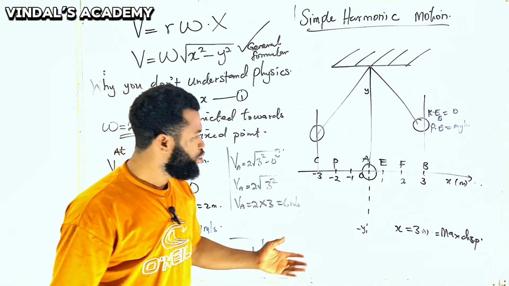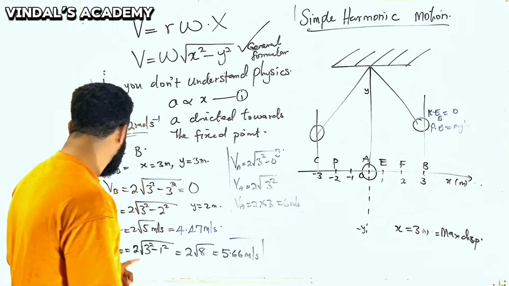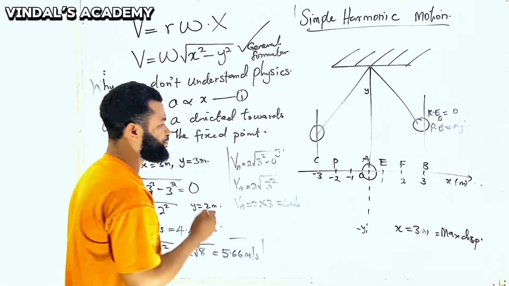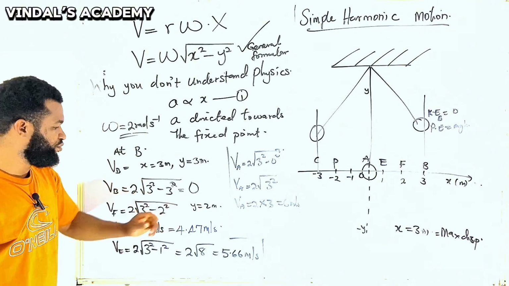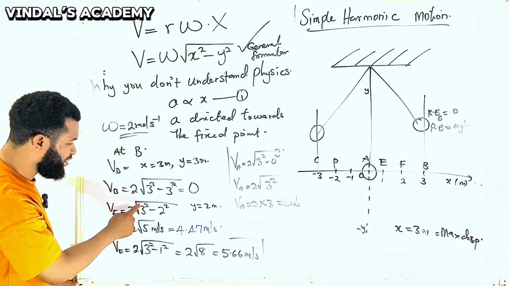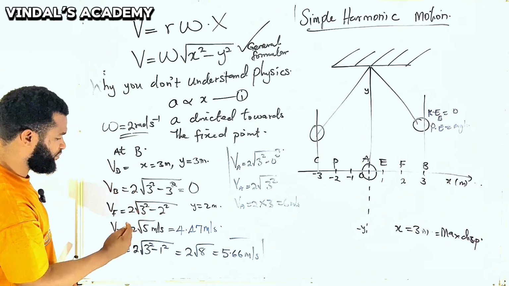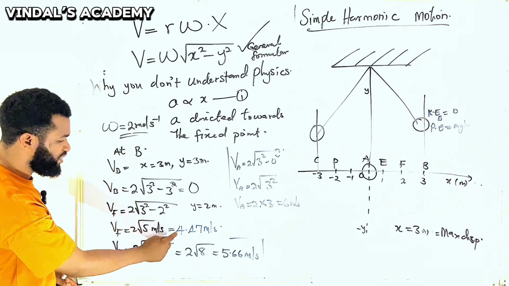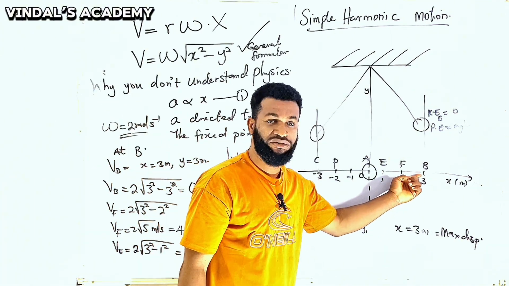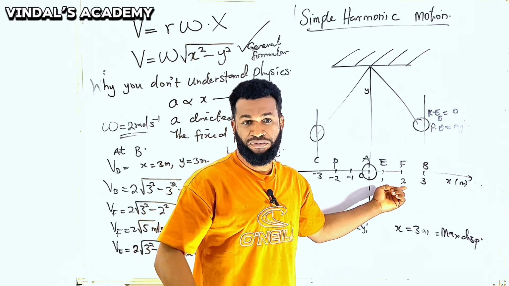So let's check what will be the velocity of this body at F. Now at F, I choose 2 to be my y. So this y is 2. I will now put my angular frequency, 2 times root of 9 minus 2 square. So 9 minus 4 is 5. So 2 root 5 is something like 4.47 meters per second. So what happened? The velocity at B was 0. The velocity at F has increased from 0 to 4.47.